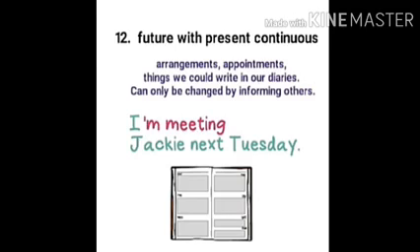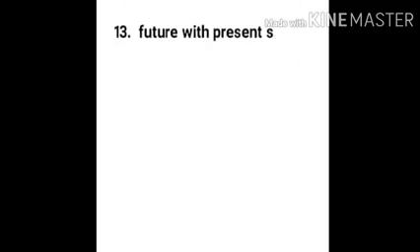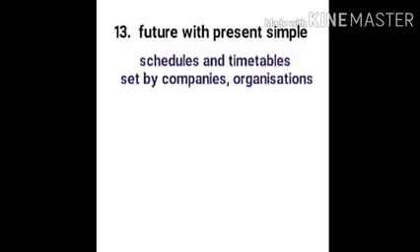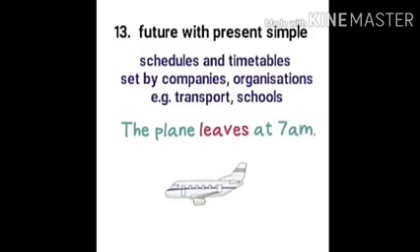The final way to talk about the future in English is with the present simple tense, and this is used for schedules and timetables set often by companies or organisations, so maybe transport companies or schools. For instance, the plane leaves at 7 a.m. This is a schedule. So we use the present simple.